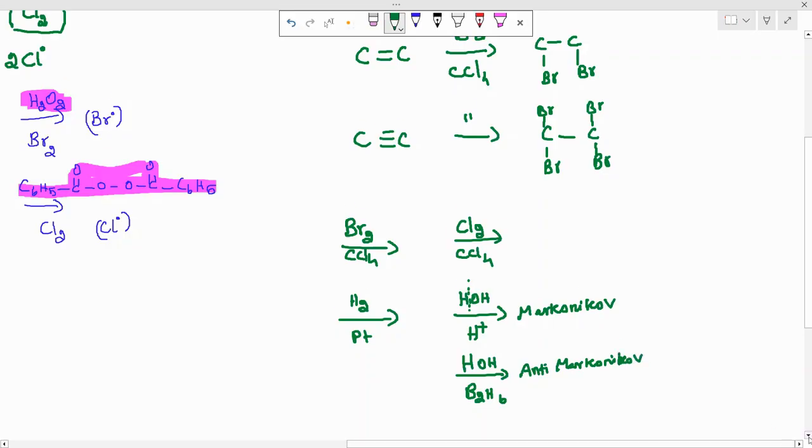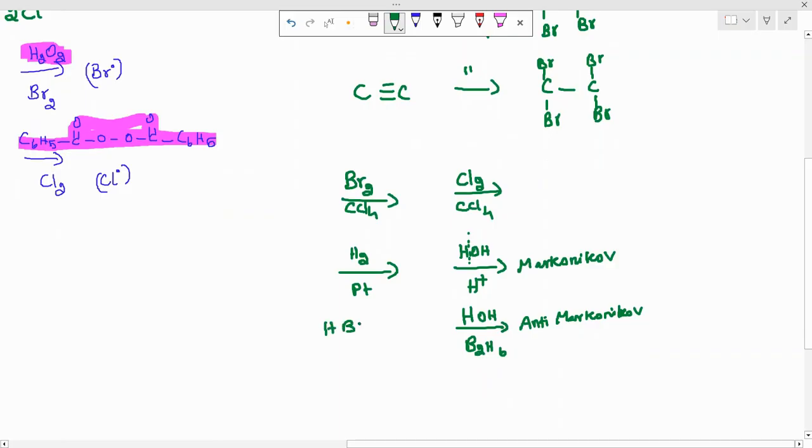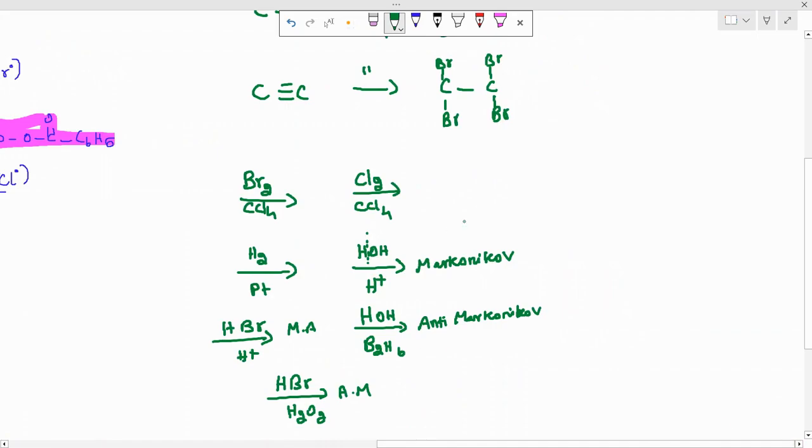And then you can add even HBr also. HBr, again H plus. This is also Markovnikov addition. And then HBr and H2O2. This is actually anti-Markovnikov addition. That's it. So many addition reactions are possible. The Baeyer reagent, and look at this Baeyer reagent, KMnO4, 0 degree, and alkaline. If the medium is alkaline, then you can add OH at the two parts. OH will be added at the double bonded parts.